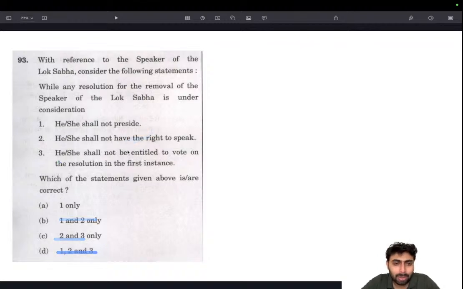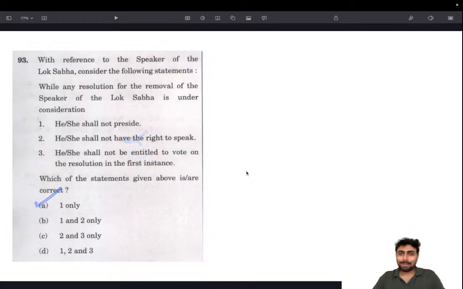And the other one is also true actually. Since he or she is an MP and not disqualified yet, their right to vote actually remains, and since they are not presiding, they can vote. If they are presiding officers, they can cast only a casting vote. But if they are not presiding, they are just a regular MP and they can cast a vote on the first instance itself. So this is wrong and this is wrong, and we will be arriving at the answer.